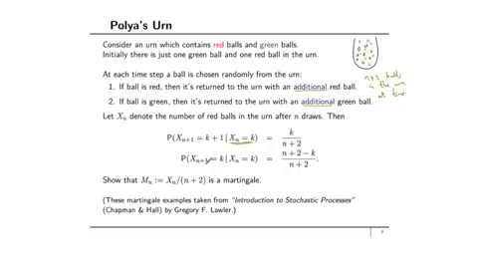Likewise, Xn+1 will be equal to k, given Xn equals k, if we draw a green ball, because if we draw a green ball, we will not be adding an additional red ball. So Xn+1 equals k, given Xn equals k, occurs with probability n plus 2 minus k divided by n plus 2. And now what we claim, and what you can easily check, is that Mn, which is equal to Xn divided by n plus 2, is a martingale.